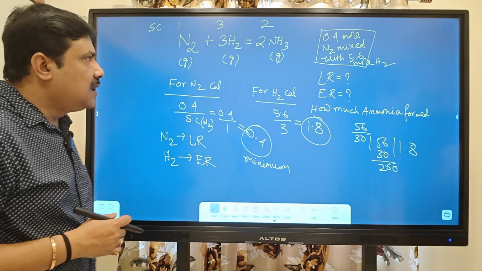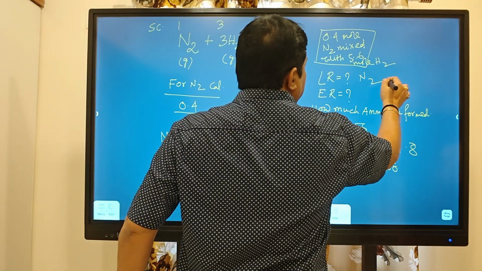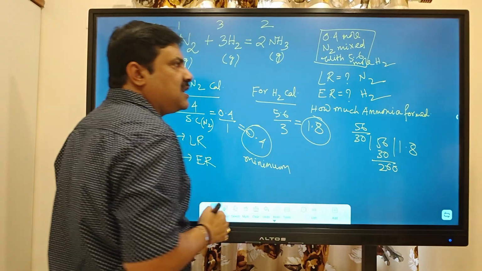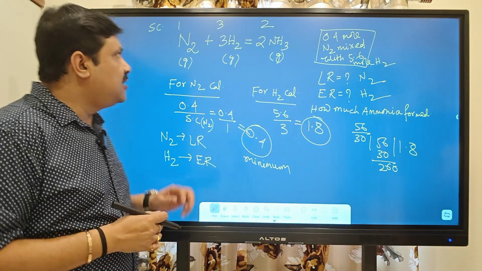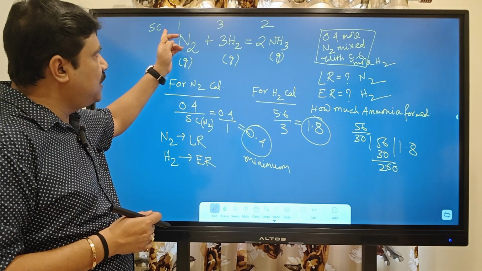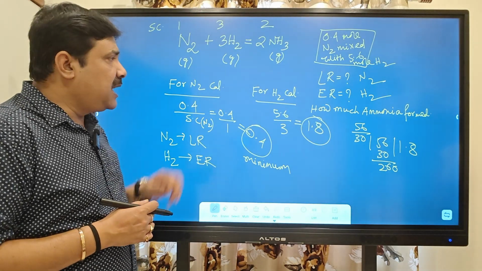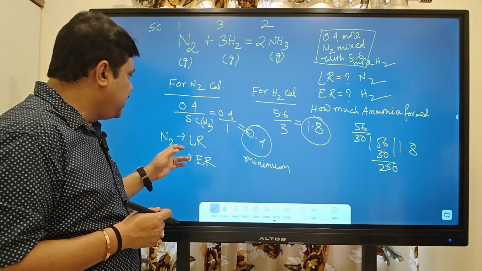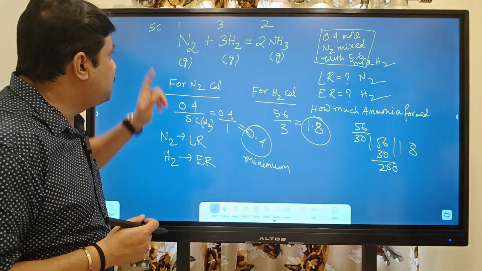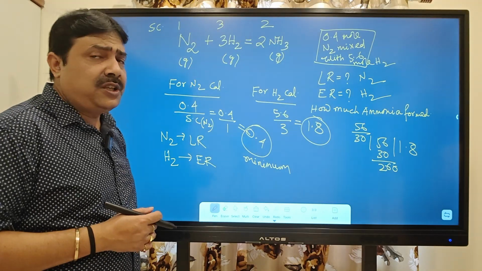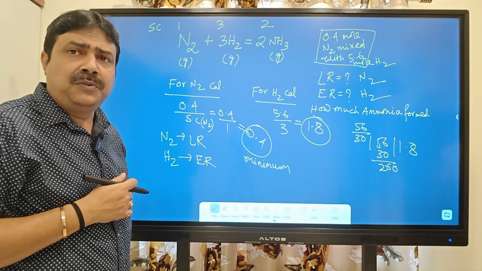So now we got the limiting reagent as well as the excess reagent. Then they are asking how much. We got these two answers: LR is nitrogen, ER is hydrogen, and then how much ammonia is formed. I just told you, as per the limiting reagent, product is formed. If you look at the stoichiometry, 1 mole of nitrogen reacts with 3 moles of hydrogen, producing 2 moles of ammonia. Here the limiting reagent is nitrogen, so whatever mole of nitrogen is there will be fully consumed. That means 0.4 mole of nitrogen will react with 3 times that many moles of hydrogen.